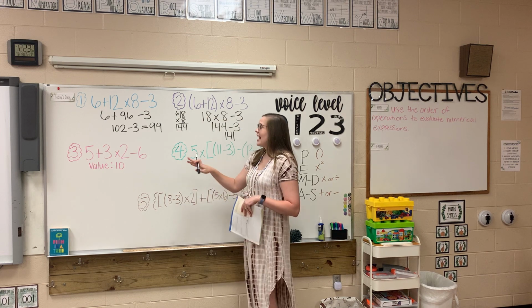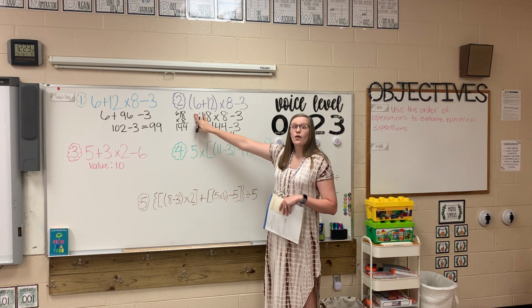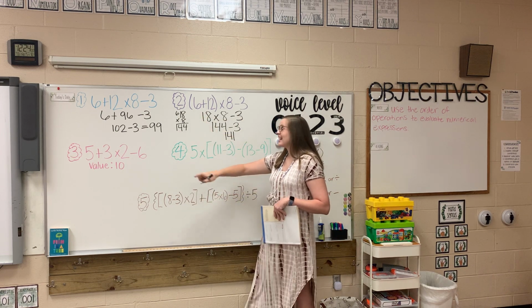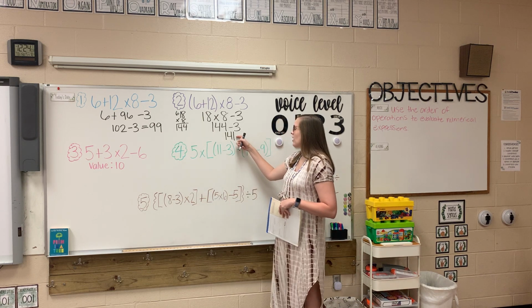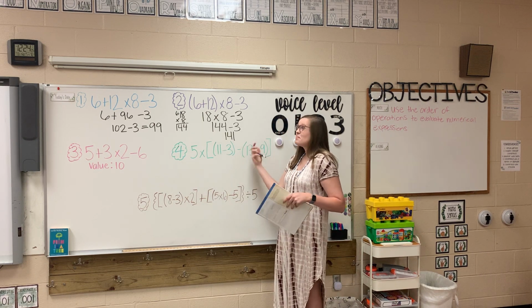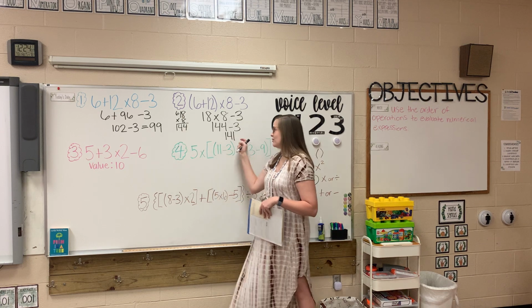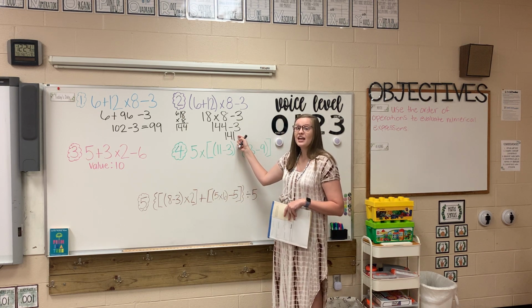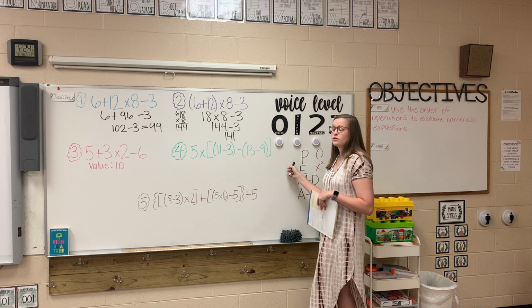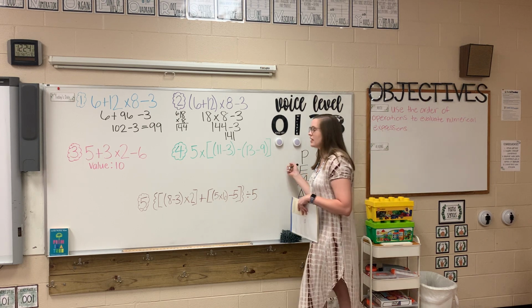So do you see how just changing or adding one little thing can change how our answer comes out? Big time, right? There's a big difference between 99 and 141. So you have to make sure you're following those order of operations when we're solving, okay?